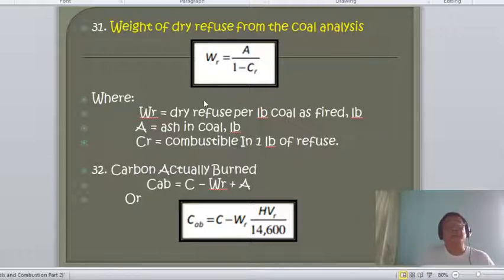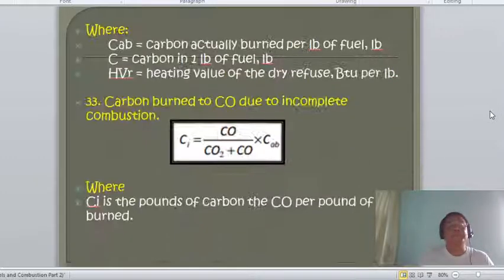So the carbon actually burned, CAB, is equal to the amount of carbon minus the weight of refuse plus us. So, carbon actually burned is equal to C over the weight of dry refuse multiplied by the heating value over 14,600.